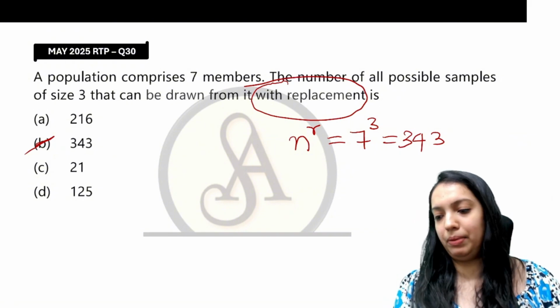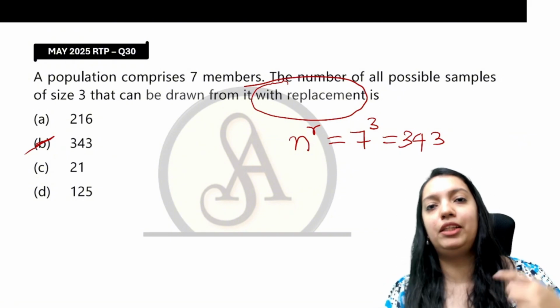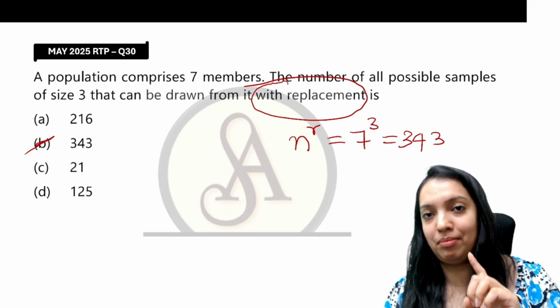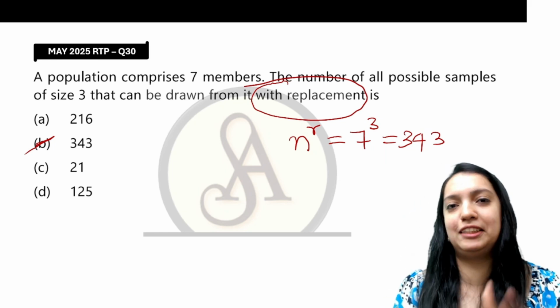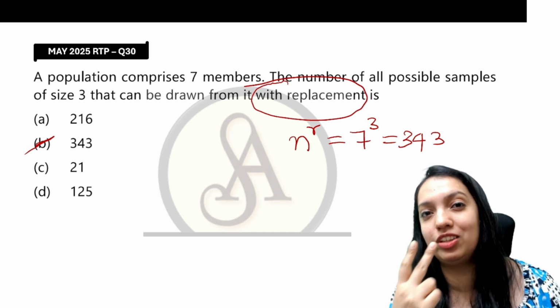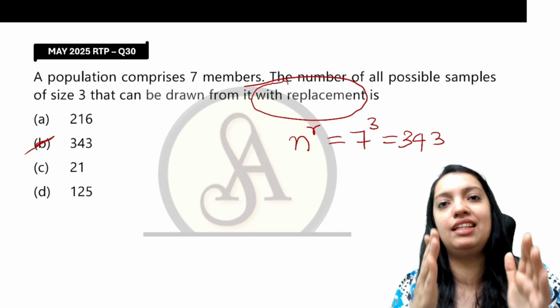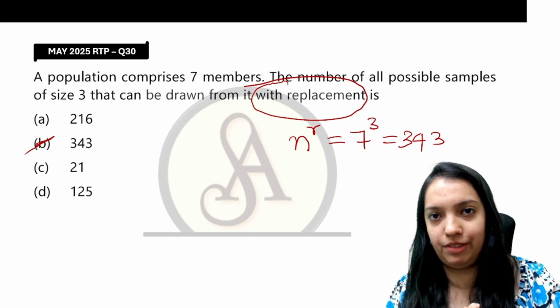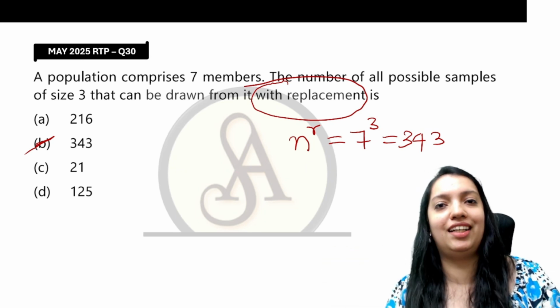With this, the RTP discussion comes to an end. I'll meet you in the next video when I'm discussing the model test papers released by ICAI. ICAI has released a total of 20 model test papers for every subject in the CA Foundation level. So the next video will be regarding the same.